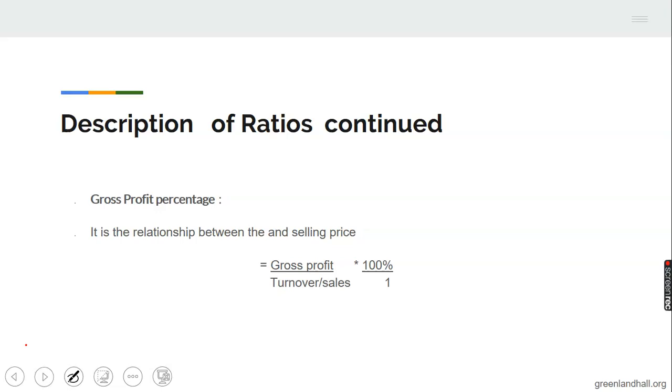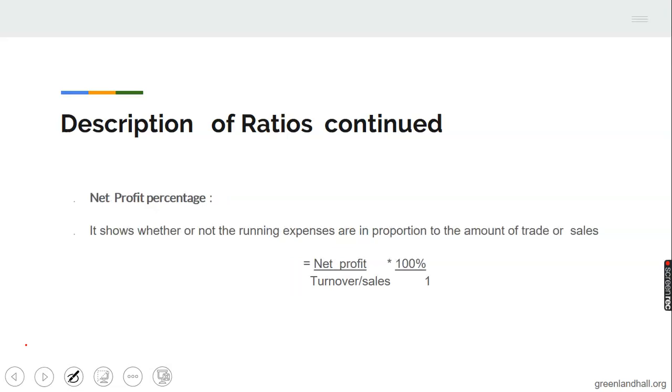That is when you've known the gross profit and you are given the sales or the turnover. So for you to determine the gross profit percentage, it will just be gross profit divided by the turnover times 100%. The next one is net profit percentage.